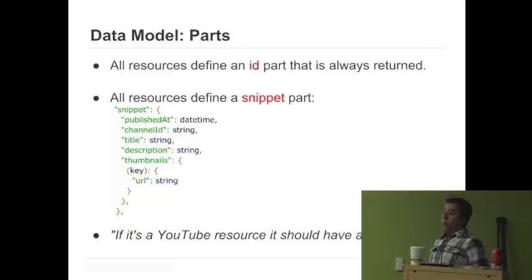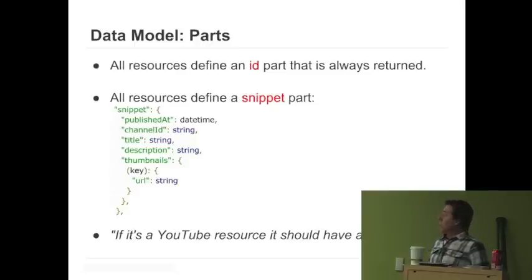There are two parts that are generic enough that they show up on every single resource. One of them is the ID part. It doesn't make sense to return a resource without returning its ID, so there is no need to call out the ID part in the part parameter. You can just assume it's always going to be returned.